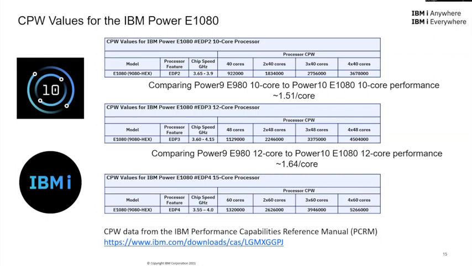So again, this is what we expect with our systems: to deliver performance per core gains. If you're coming from Power 8 and going over Power 9 and going right to Power 10, you'll probably see at least 2x performance per core.